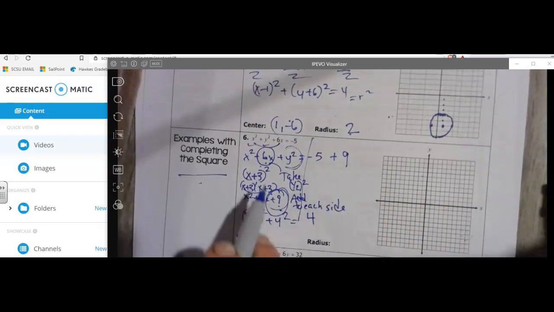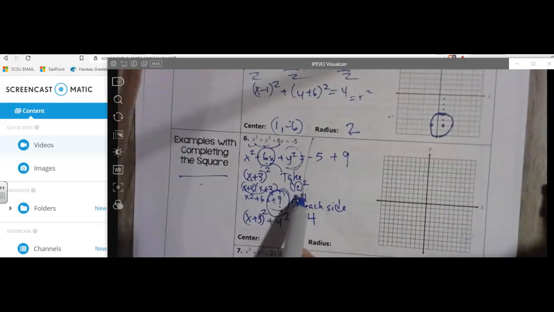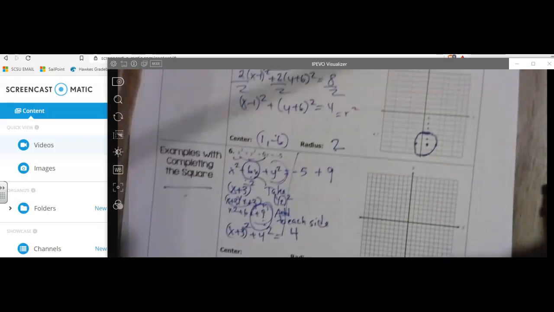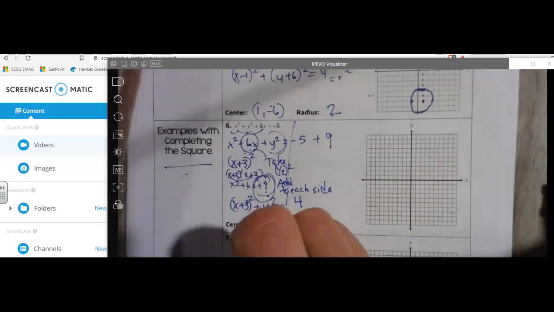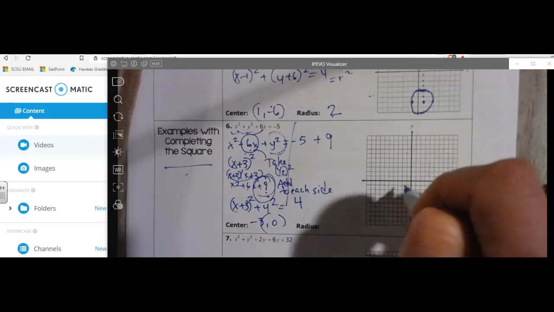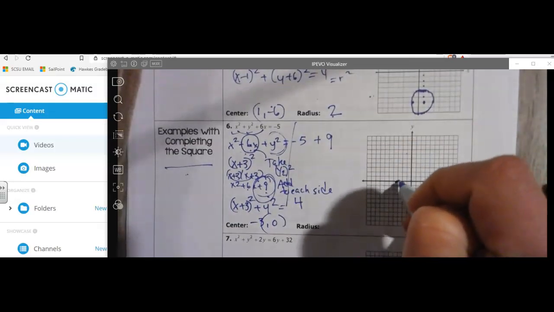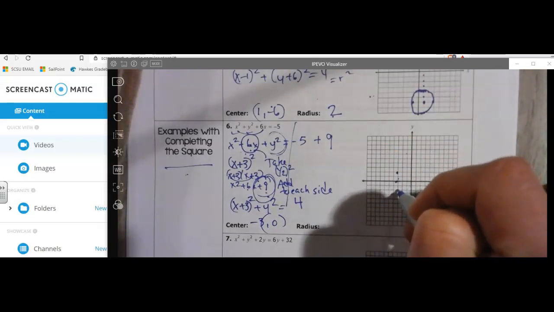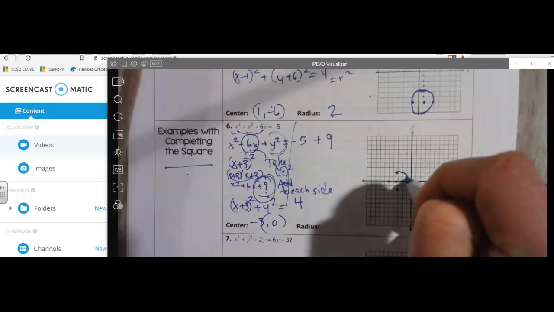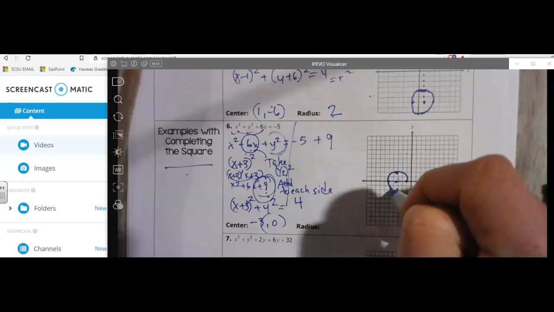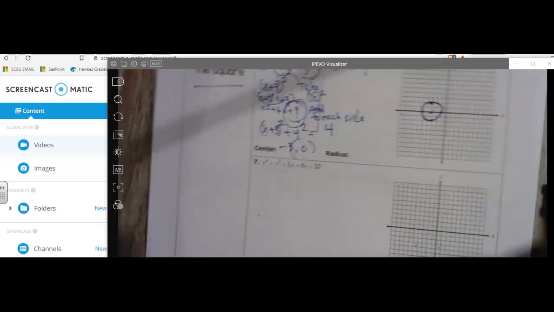Okay, so take half of the middle term coefficient, square it and add it to both sides. That's what's happening. So you're going to get, what's the center? Negative 3, comma 0, right there. Radius is 2, 1, 2. So you can have a circle of that order approximately. Okay, now we get down here, we have to find out what happens.